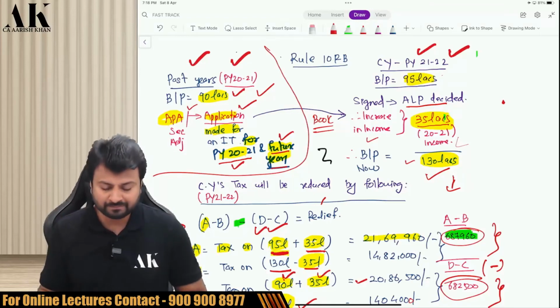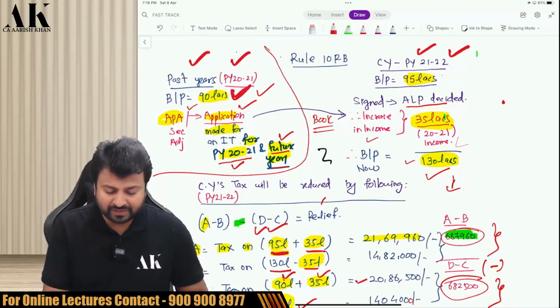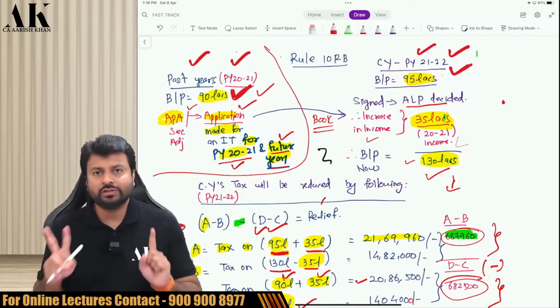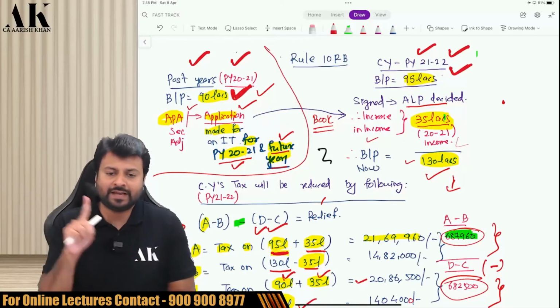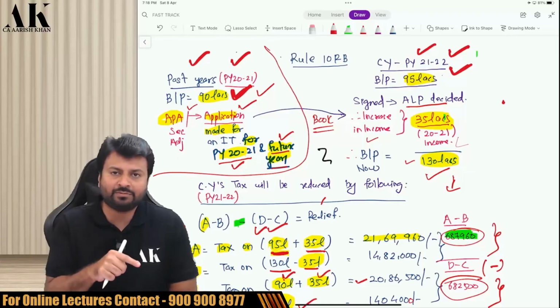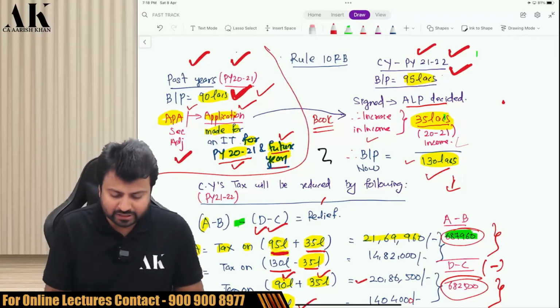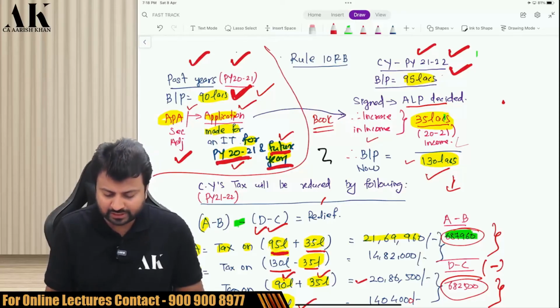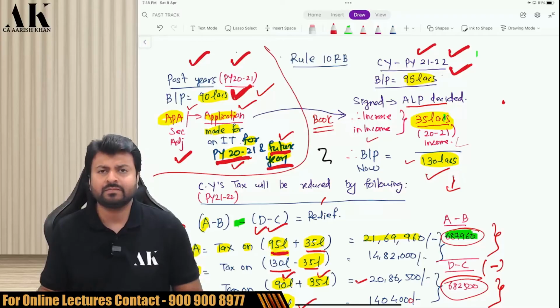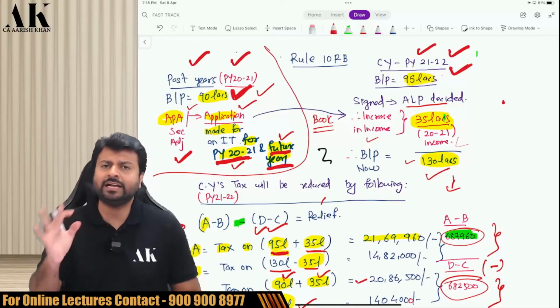Assume that, okay. Now your past year's book profit is 90 lakhs and your current year's book profit is 95 lakhs. So there are 2 years, one is past year, one is current year. Past year book profit is 90 lakh, current year book profit is 95 lakhs. Now in the past year, you have made an application for advance pricing agreement for 2020-21 and future years. Okay, you can make an application. And after you make an application for advance pricing agreement, the CBDT will determine the arm's length price, and accordingly your arm's length price will be decided by CBDT.